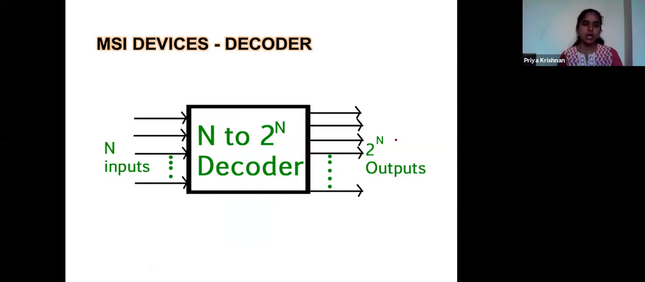So next we will move to the MSI devices, that is medium scale integration devices. What all came in MSI? Decoder, encoder, mux, demux, all those we wrote in the MSI devices. All these are available in the form of ICs. For a decoder, I have n inputs and 2 power n outputs. If I have 2 inputs here, I'll get 2 power 2, that is 4 outputs on the other side. Got it?